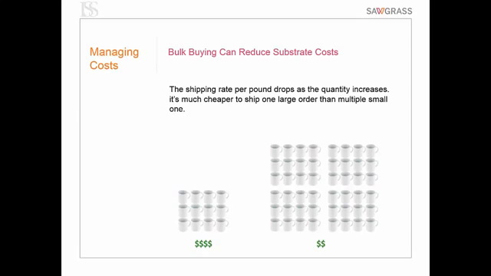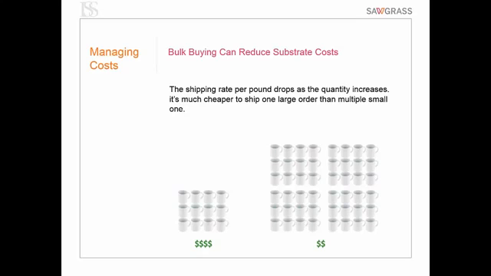Along those same lines, you can find a lower cost for the shipping for the substrates when you're buying larger, okay? So that's something else to keep in mind, that you can get lower shipping costs, because you'll find that the shipping rate per pound drops as the quantity increases, because it's really cheaper to ship one large order than multiple small ones, okay? So that's something to keep in mind when you are ordering.